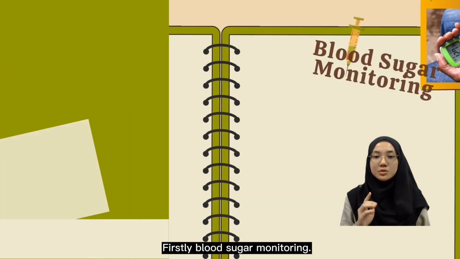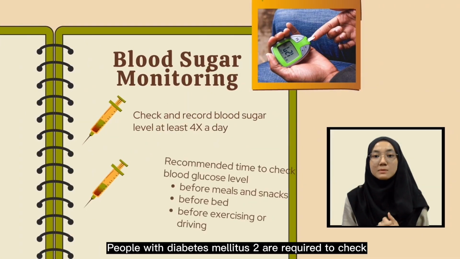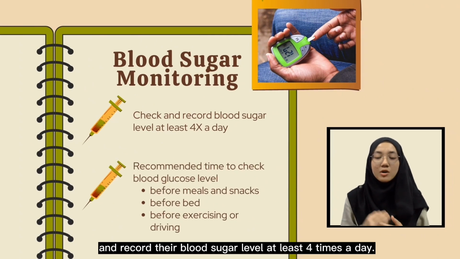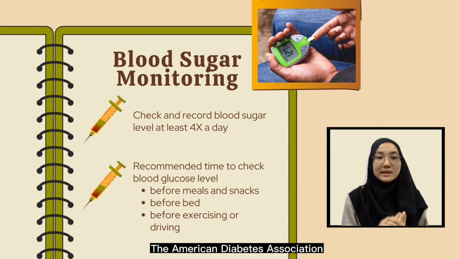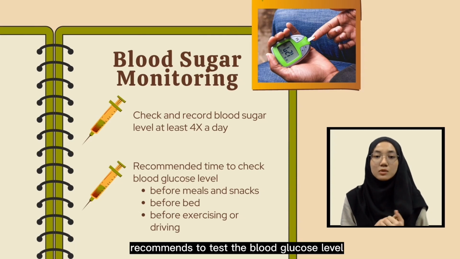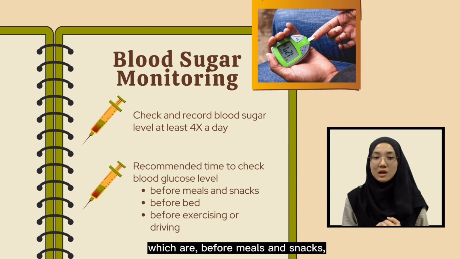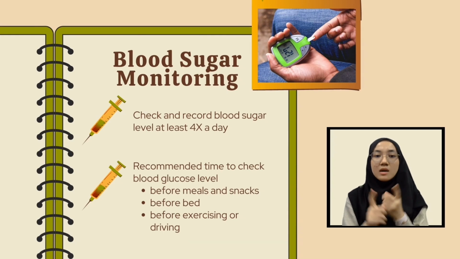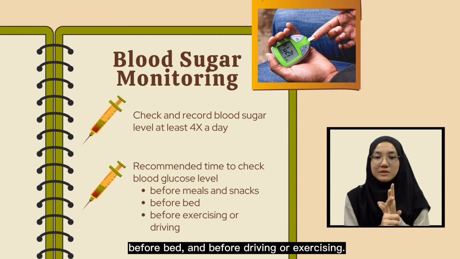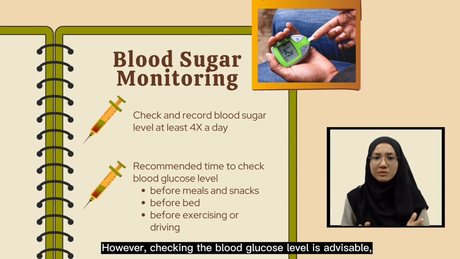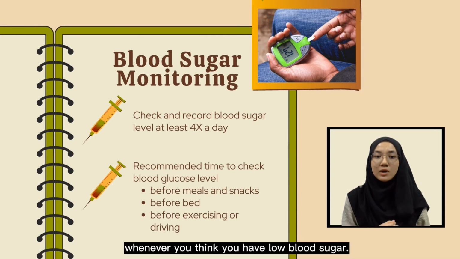Firstly, blood sugar monitoring. People with diabetes mellitus 2 are required to check and record their blood sugar level at least 4 times a day. The American Diabetes Association recommends to test the blood glucose level during these 3 times, which are before meals and snacks, before bed, and before driving or exercising. However, checking the blood glucose level is advisable whenever you think you have low blood sugar.